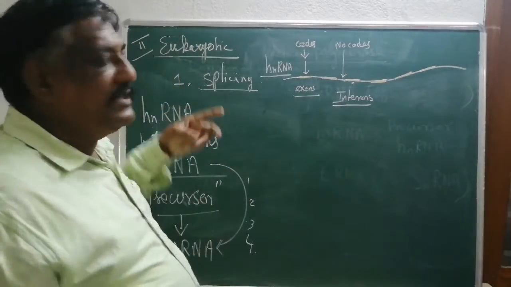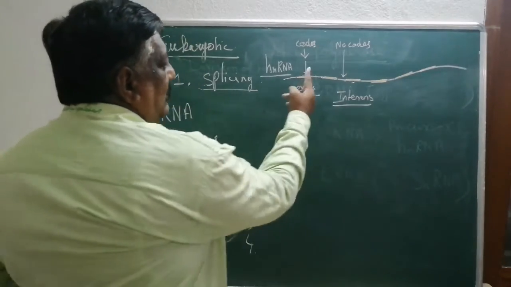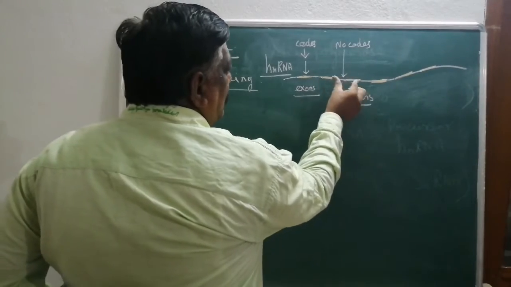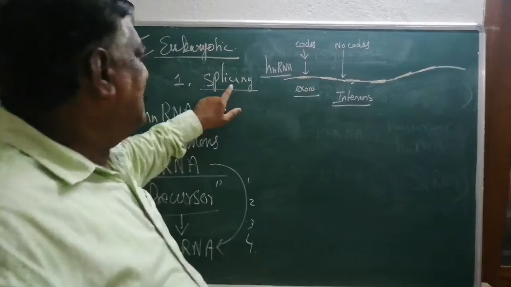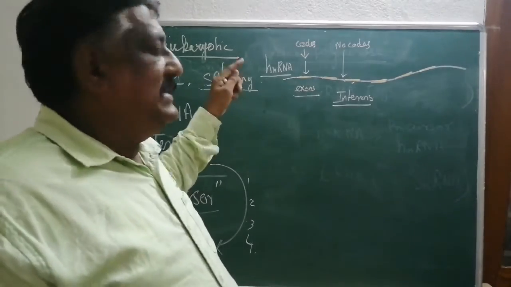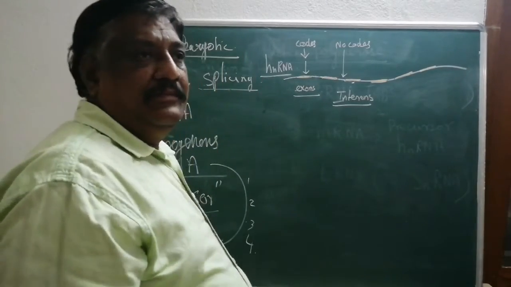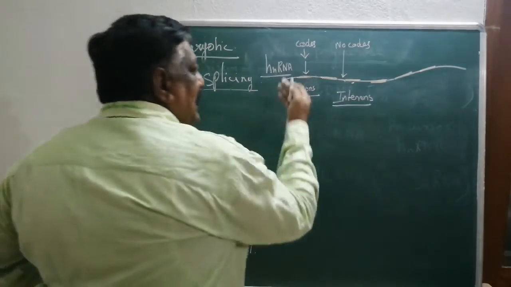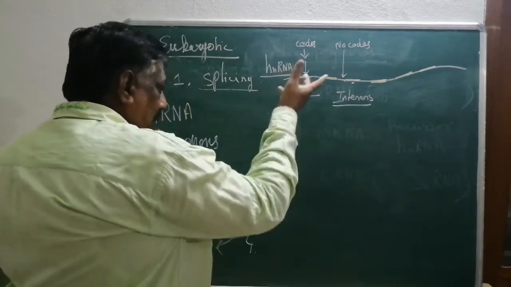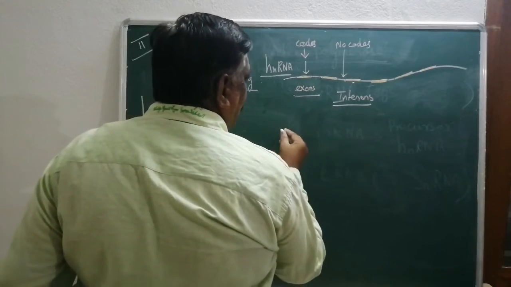That is what is trimming, cutting. Cut this, join this, cut this, join this, cut this, join this. This is the work that takes place. That is called splicing. I said it is trimming. Unwanted regions are removed. That's the second stage.